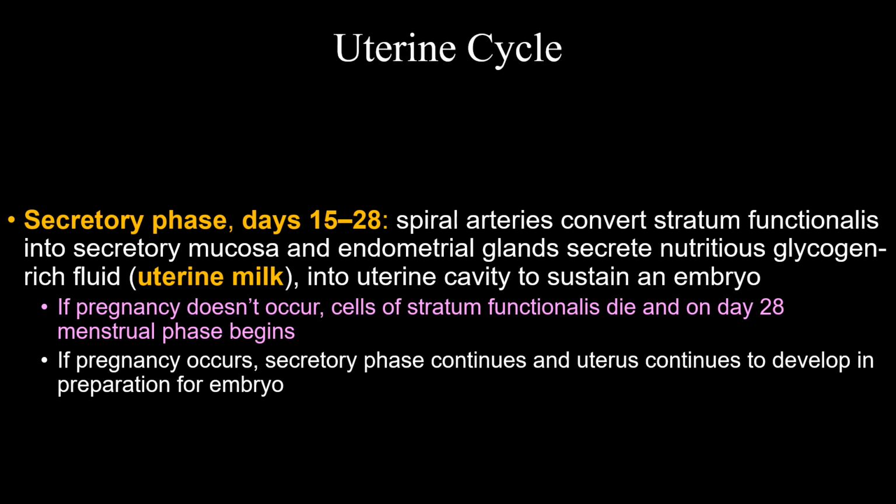If pregnancy does not occur, the cells of the stratum functionalis die, and on day 28, the menstrual phase begins again. If pregnancy does occur, the secretory phase continues, and the uterus will continue to develop.